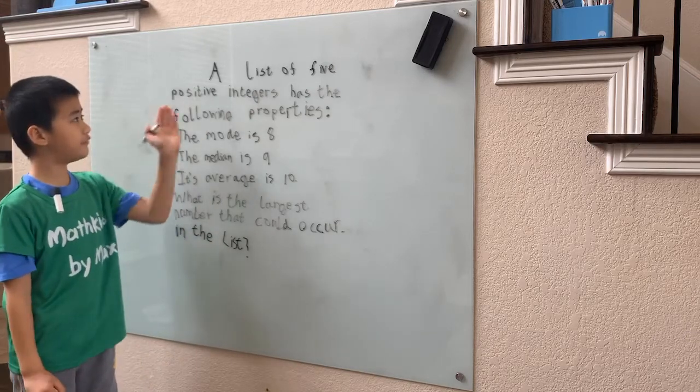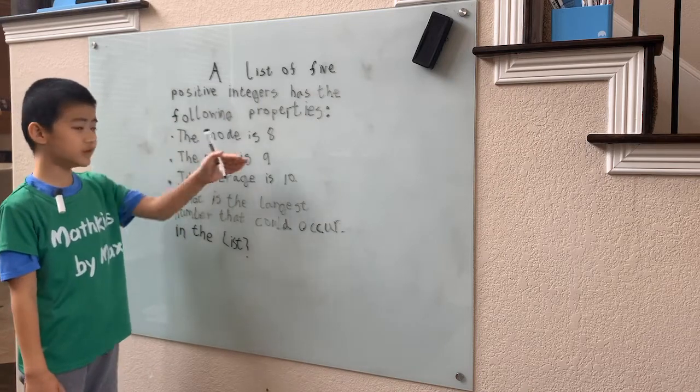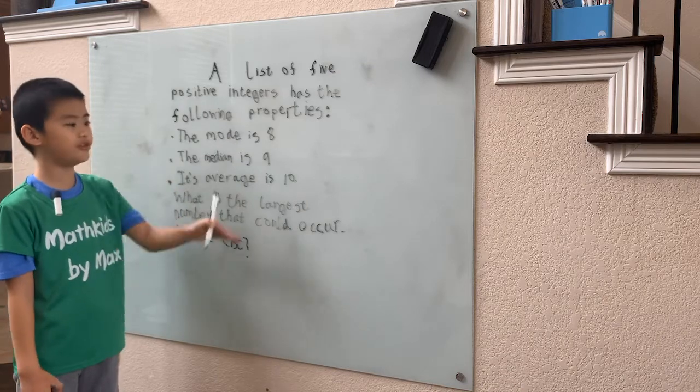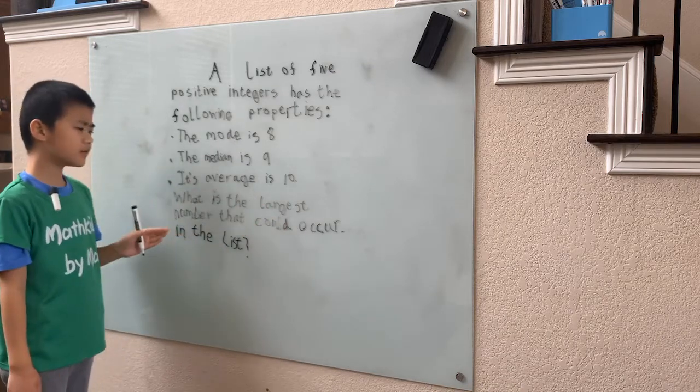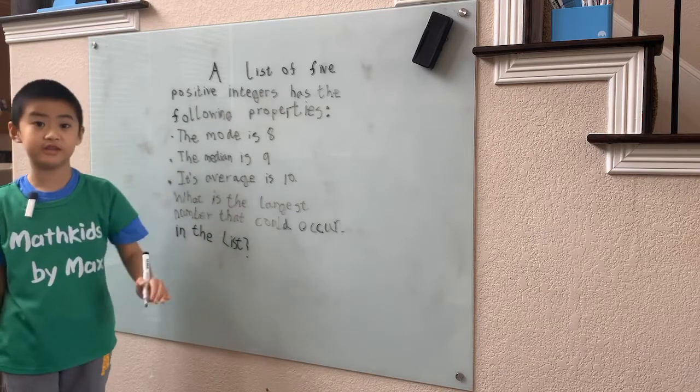A list of 5 positive integers has the following properties. The mode is 8, the median is 9, and its average is 10. And we have to figure out what is the largest number that could occur in the list.